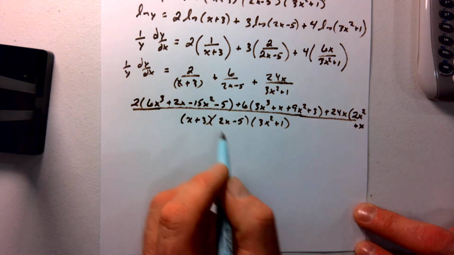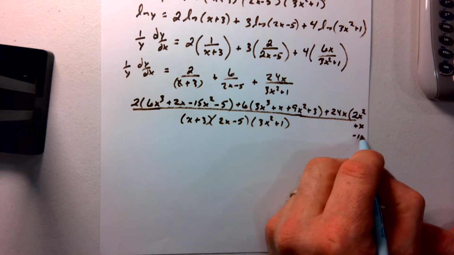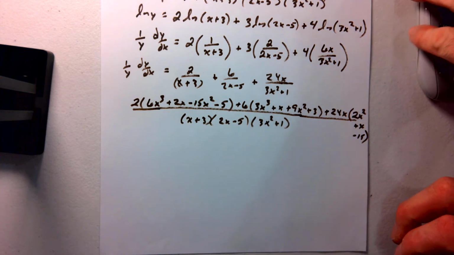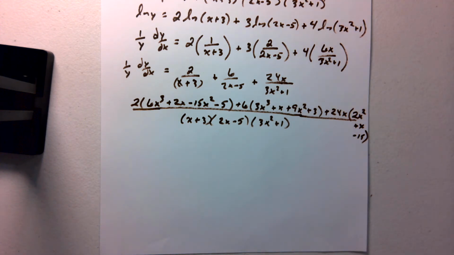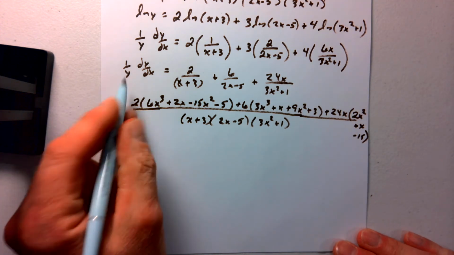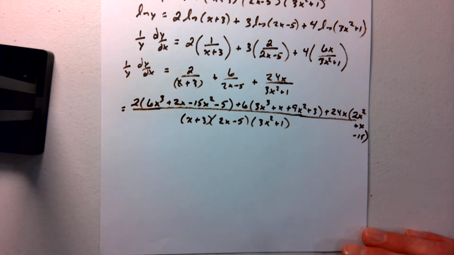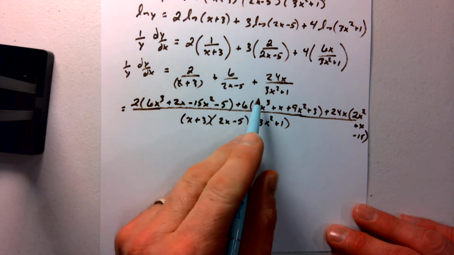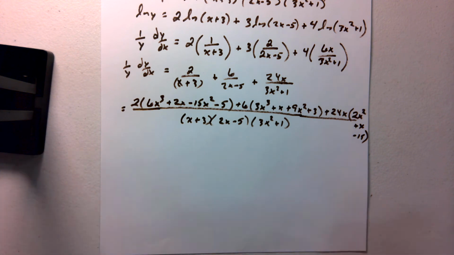I'm just going to write it down here. And then minus a 15. So that's going to be those values there. And again, that's still equal to that 1 over y dy dx. Don't lose that. I'm going to go ahead and distribute my 2, my 6, and my 24x.